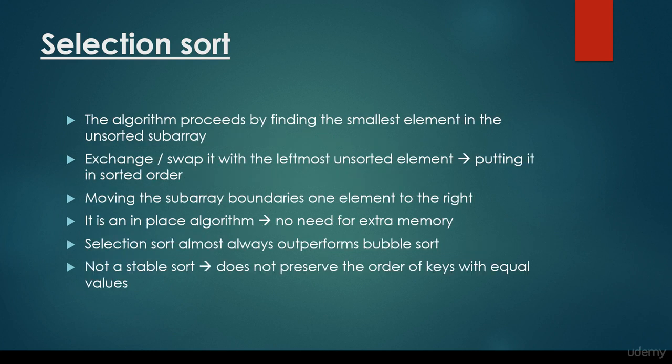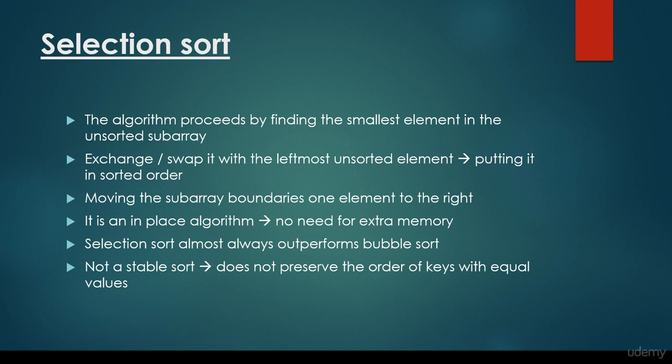Okay, so the algorithm proceeds by finding the smallest element in the unsorted subarray and exchanging or swapping it with the leftmost unsorted element, putting it in the sorted order. So we move the subarray boundaries one element to the right. It is an in-place algorithm, as I said earlier, so no need for extra memory, and selection sort almost always outperforms bubble sort.